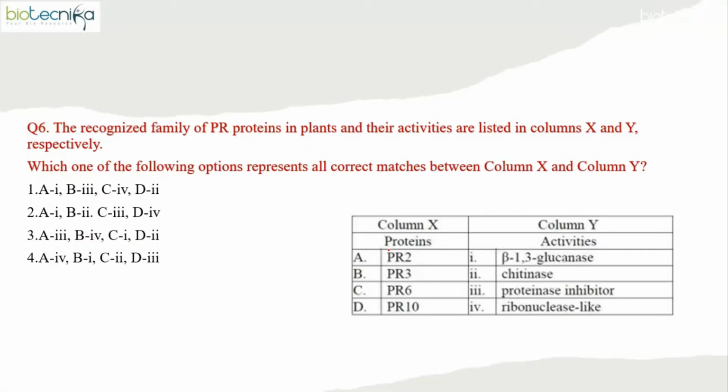Next, moving on to the next set of match the following kind of question. Now, this is related to the PR proteins present in plants, with their activities listed in column X and column Y. You have to identify the correct combination from here. Do you have any idea about PR proteins?